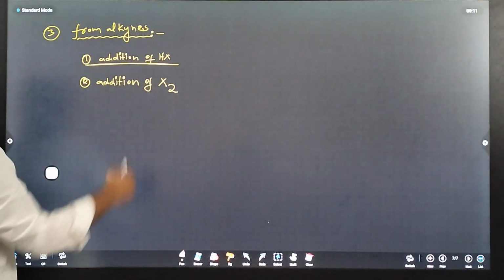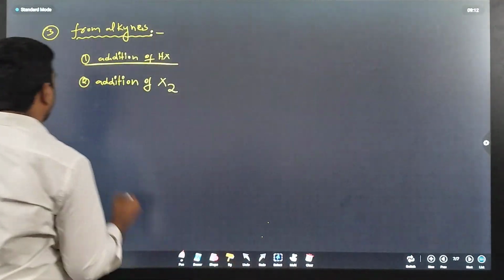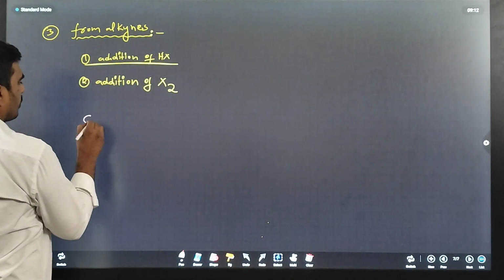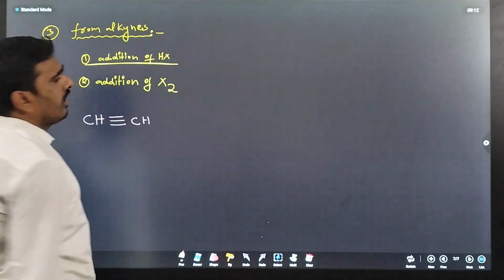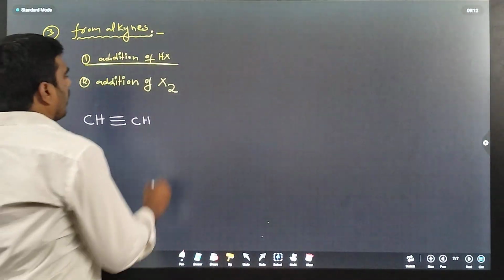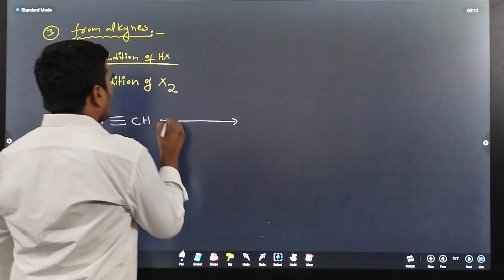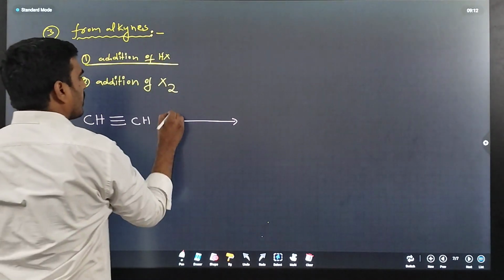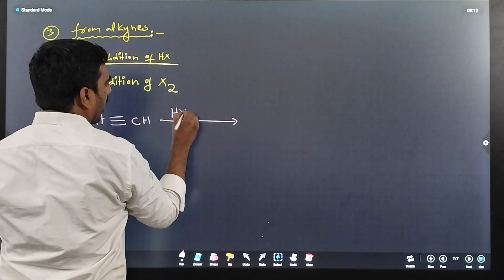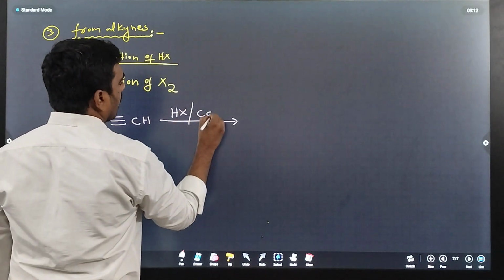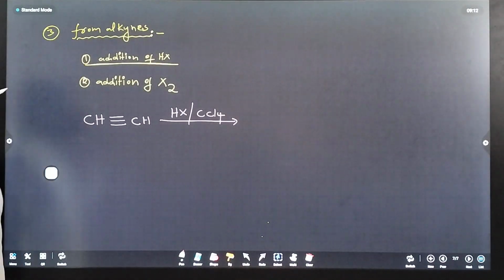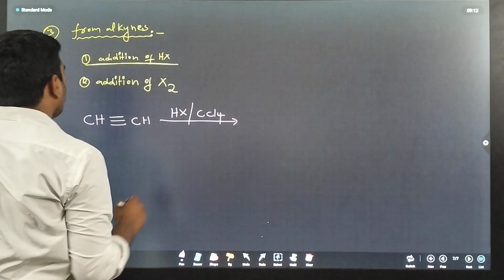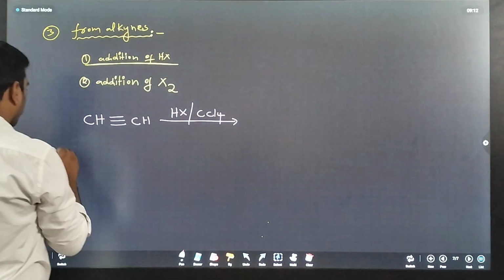Okay, so from alkynes, the substrates are alkynes. I can take an alkyne, CH triple bond CH. So this is an alkyne. In the addition of HX in presence of CCl4, a non-polar solvent, which products are obtained? So first I can write the mechanism.